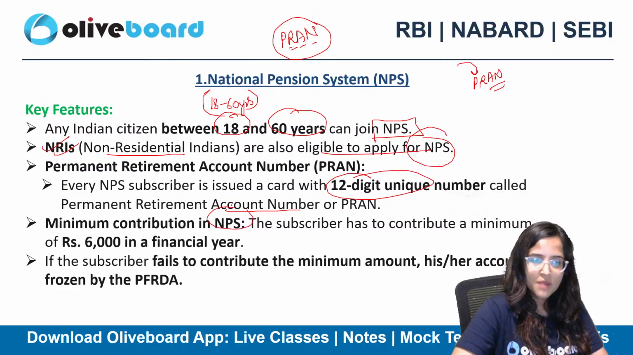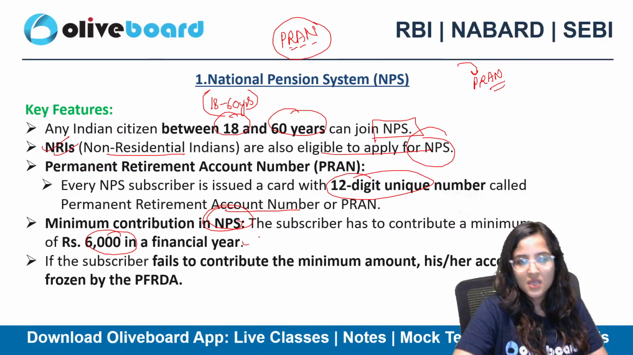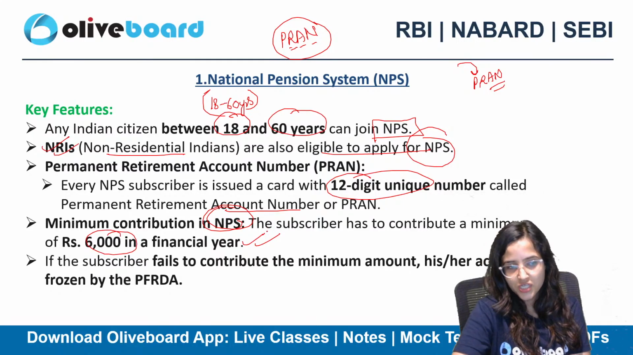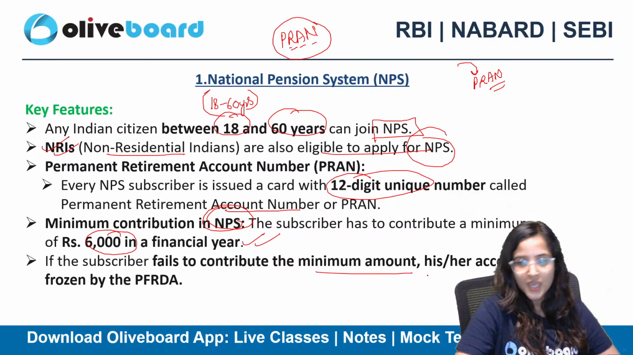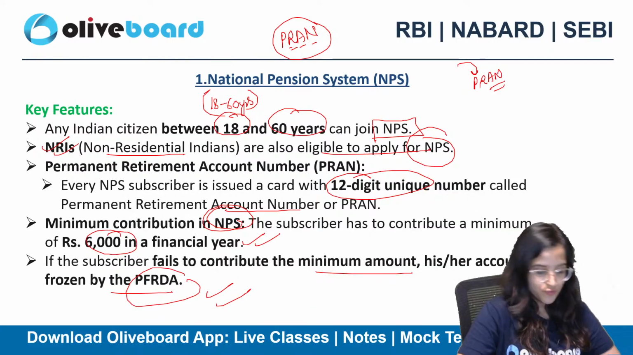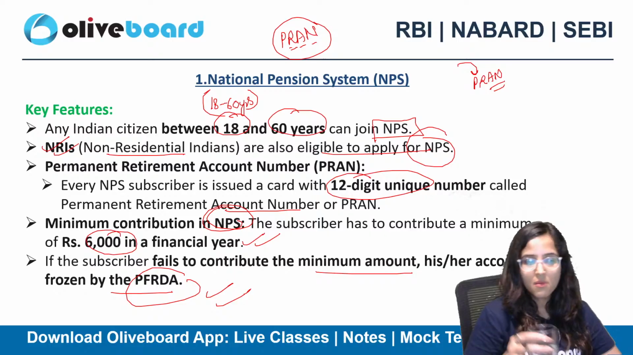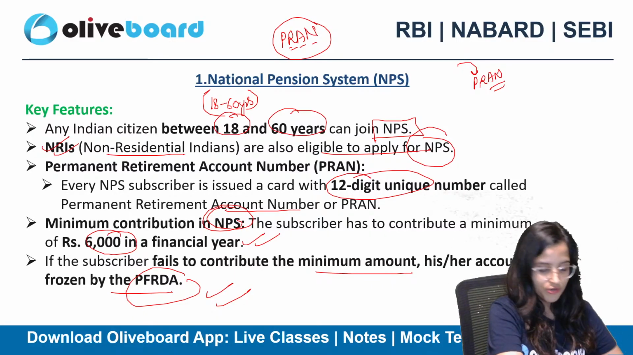Minimum contribution in NPS is 6,000 in a financial year. So what is the minimum amount in NPS? 6,000 in a financial year. And if the subscriber fails to contribute the minimum amount, his or her account will be frozen by PFRDA. Fine. So if you're not giving this minimum amount, your account will be frozen. All right.